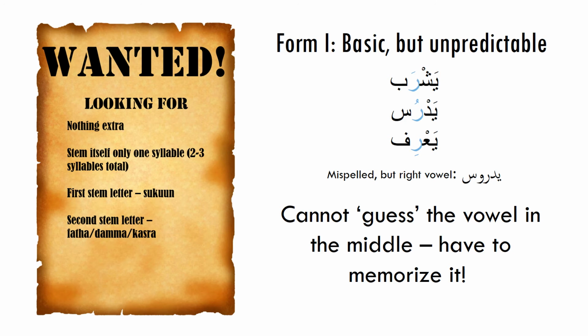A lot of you guys will misspell this in a way that makes me very happy. So I've seen a lot of people write yadrus with a long vowel there, with a wow, instead of a short dhamma. That makes me happy because I know that you know how to pronounce this word. You just got the length confused, all right? It should be yadrus with a short dhamma, but when you write it yadrus, I know that you know that it's an u sound, and that's really important. You just have to memorize what that middle vowel sound is.